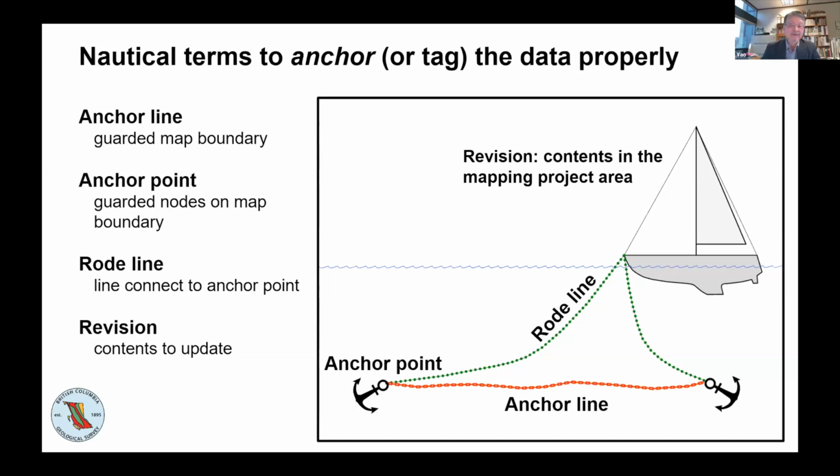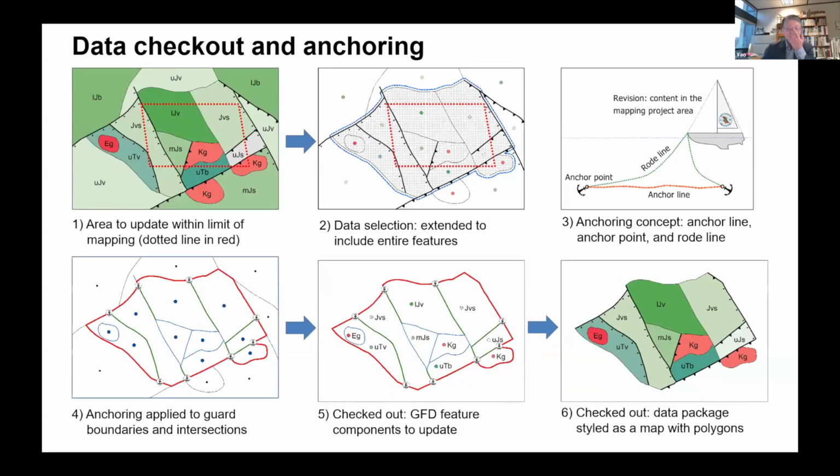The line work can drift to some extent, but not at the anchor point. Now, using this terminology, when we need to update an area, represented by the dotted red line, we will be using this anchoring concept, essentially to accept all the features intersected in their entirety. We're going to tag them, and then apply the concepts we just mentioned for the outermost boundary.